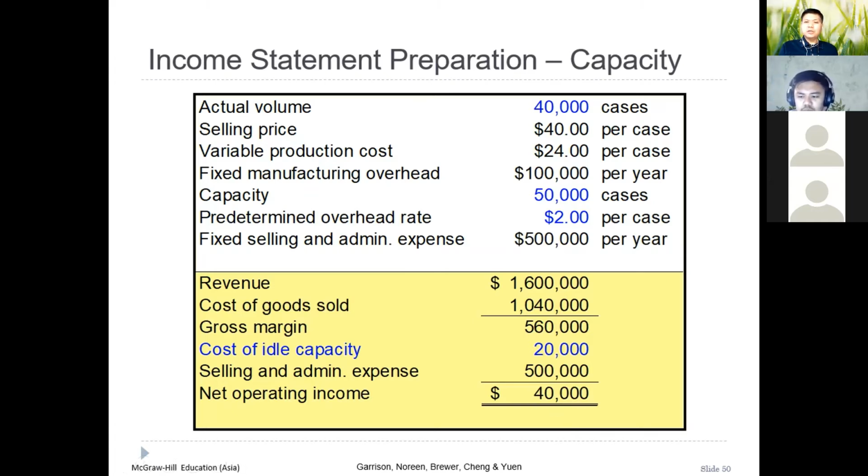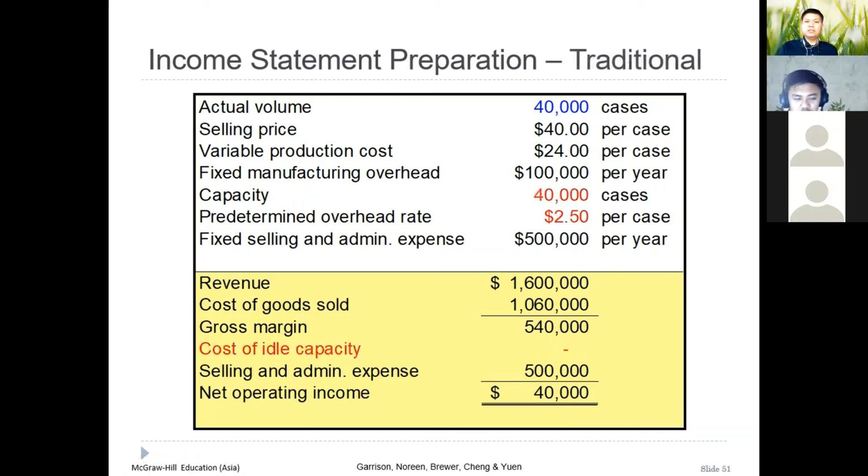Okay, so next, let's have the traditional. Under the traditional, this is 2.50 as differentiated from 2. So yung cost of goods sold niya, naka-base siya dito sa 2.50. And this time, it's 1,060,000. Yun ba yung 24 plus 2.50 multiplied by 40,000? And you will have what? A gross margin of 540,000. The selling and admin expense is 500,000 and the net operating income is 40,000.